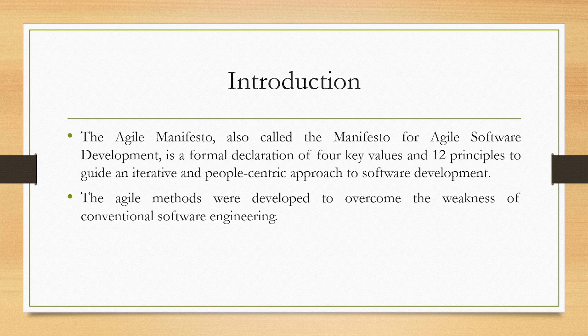Frequently you can hear the word Agile, isn't it? In software engineering, everyone is highly familiar with the Agile model. It is also called the Manifesto for Agile Software Development, a formal declaration of four key values and 12 principles to guide an iterative and people-centric approach to software development.